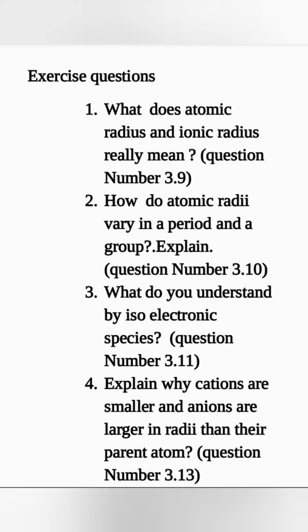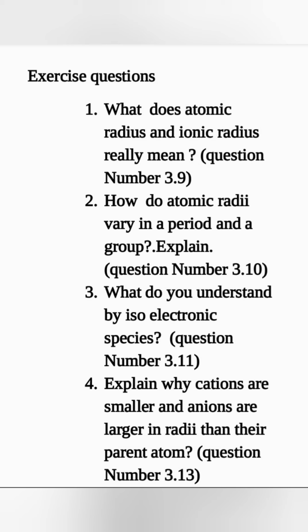Question number 3.10, what do you understand by isoelectronic species? Give examples also. Question number 3.11, explain why cations are smaller and anions are larger in radii than their parent atom. Question number 3.13, why does beryllium have a high IE1? IE1 stands for first ionization enthalpy.